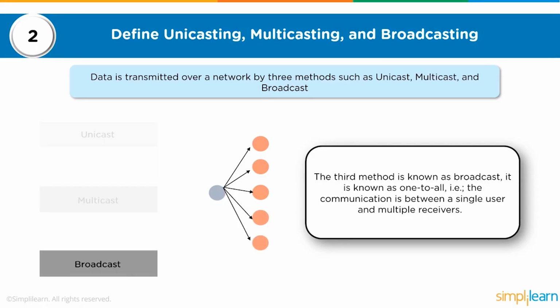And then comes the broadcast. The third method is known as the broadcast. As it says, it is going to broadcast to all. So this is one to all.